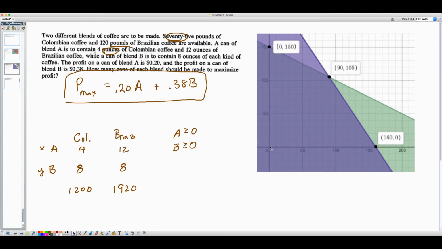I came up with 1, 2, 3, and actually 0, 0 is another one of the vertices. Using the constraints, 4x plus 8y has to be less than or equal to 1200, and 12x plus 8y has to be less than or equal to 1920. When I plug those in, I get these vertices. If you substitute each of these values into this feasibility region, you'll find that this is going to be the maximum, where I get my maximum profit. And it's a little bit more than this one.